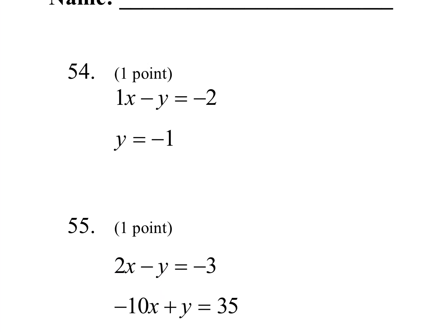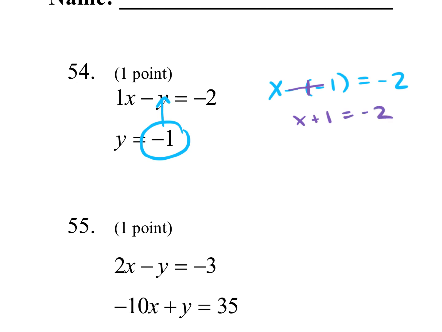So let's look at 54. What could I do to solve here? I have y equals, so I would take what y is equal to and plug it into the y. So I have x minus -1 is equal to -2. What does that minus -1 turn into? A plus 1. So that's x plus 1 is equal to -2.